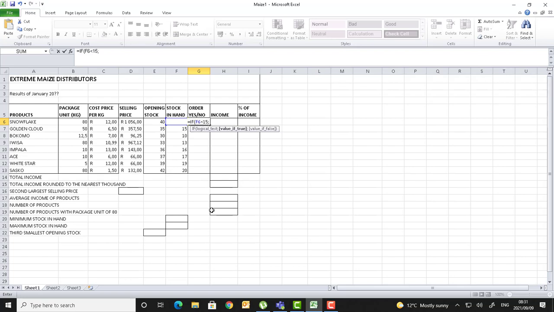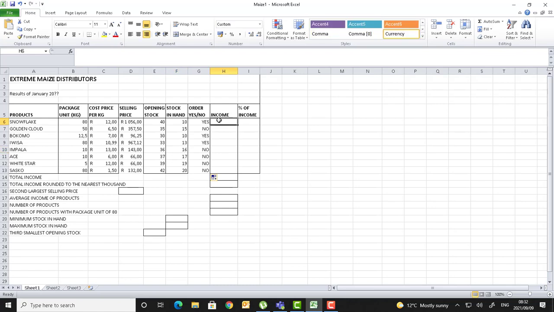If it's less than this, then I want to order. Then if I want to order, then it will be yes. Remember, text must be in quotations. Otherwise, the second comma means otherwise. Then in quotations, you will have to put no. Close bracket, enter. So we have to order for this one, the first one, because it's less than 15. It says yes. I autofill, others will be no, because they are more than 15, like this one. You can see there.